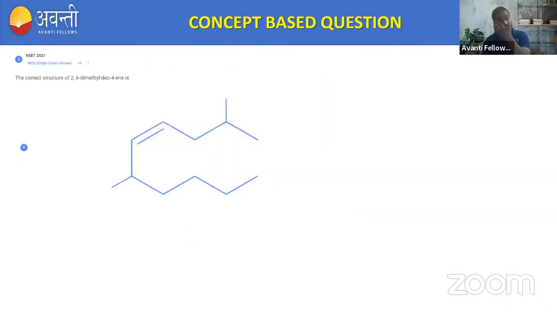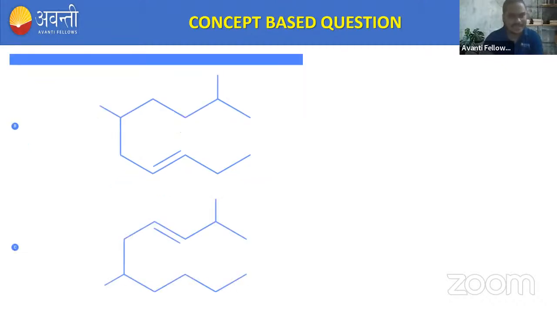Yeah, this is a very interesting question, beta. And I guess this question came in the NEET 2021 paper, right? So this is a previous year question. All these questions are PYQs of JEE and NEET, right? Now, the question asks: the correct structure of 2,6-dimethyl dec-4-ene is. So we have these structures. Can anyone tell me the correct structure of 2,6-dimethyl 4-decene?